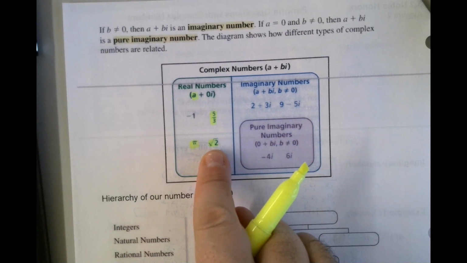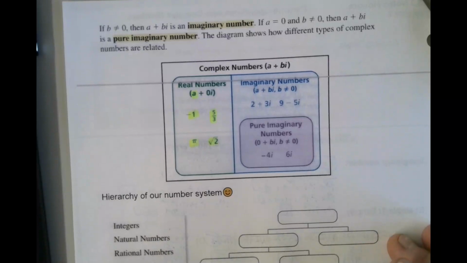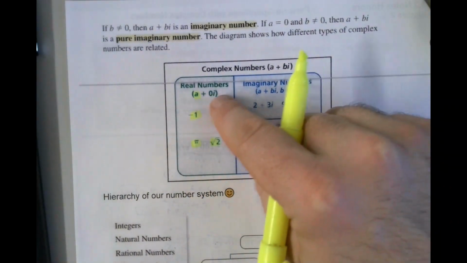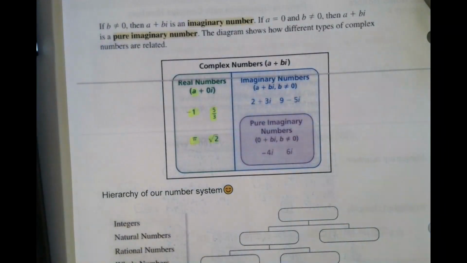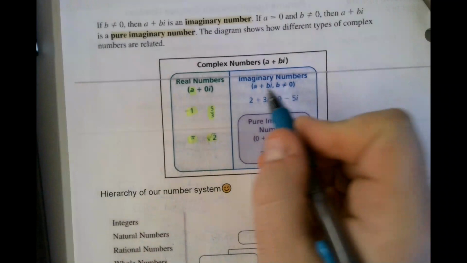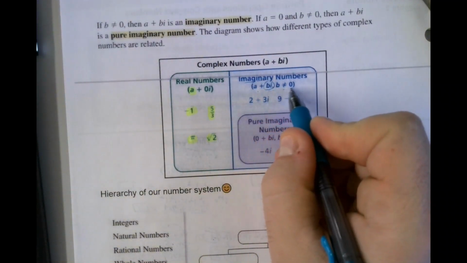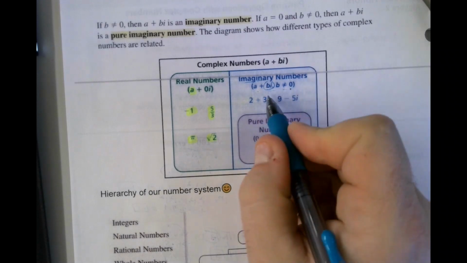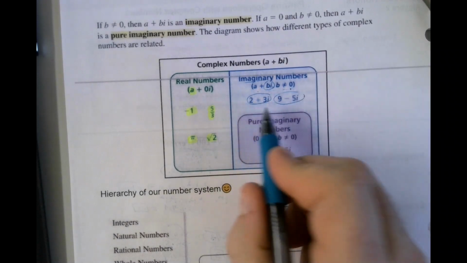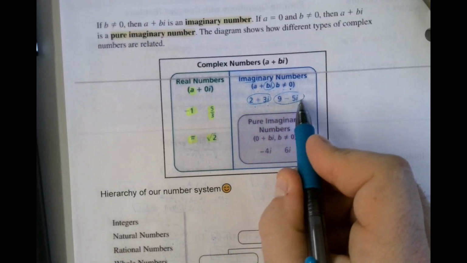Okay, a real number can also be an integer, like negative 1. So this is what you've been playing with so far in your math career: real numbers. But now we're looking at these imaginary numbers with i's in them, this a plus bi part. The b can't equal 0. So in other words, a complex number is going to have both of those parts. It's going to have the real and the imaginary part. Real and then imaginary. Okay?